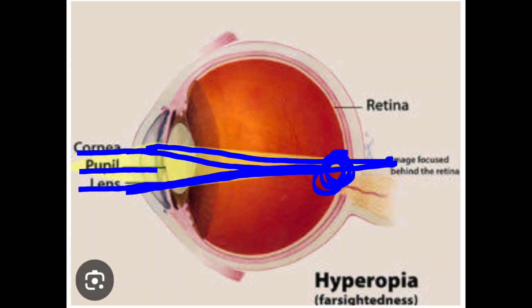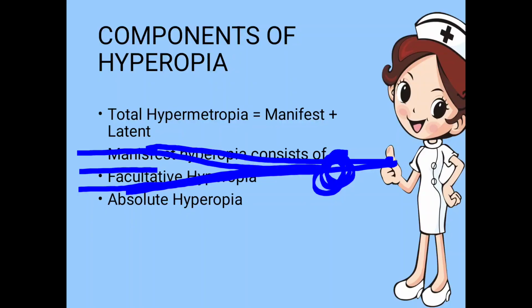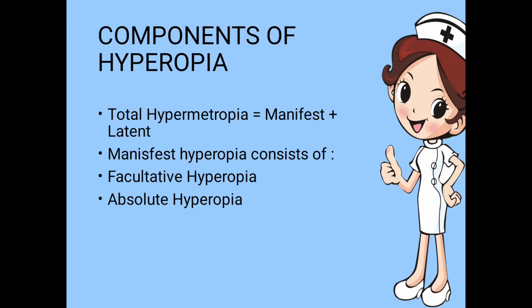Another name for hyperopia is hypermetropia, as well as farsightedness. It is known as farsightedness because the person is able to see far objects clearly as compared to nearby objects. Next one, components of hyperopia.